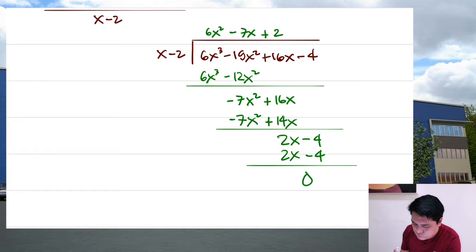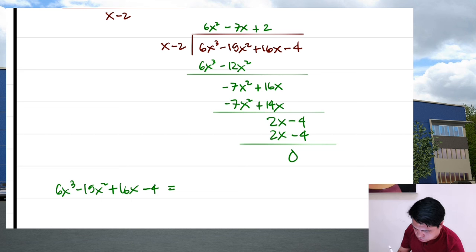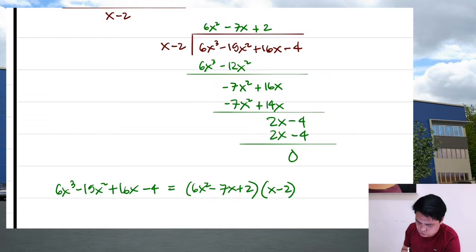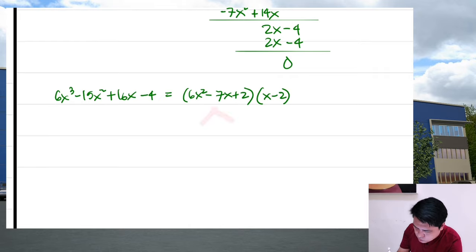Therefore, x minus 2 is a factor of this. Right? So if we rewrite this, 6x cubed minus 19x squared plus 16x minus 4 is equal to 6x squared minus 7x plus 2 times x minus 2. So this is the same as factoring this into this. And by the way, we could factor this further.